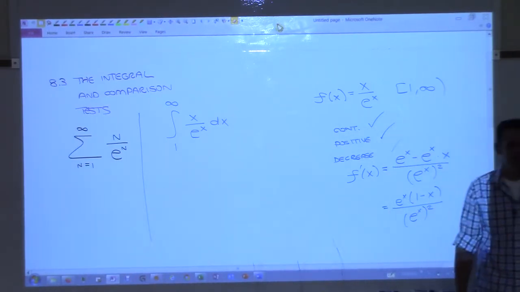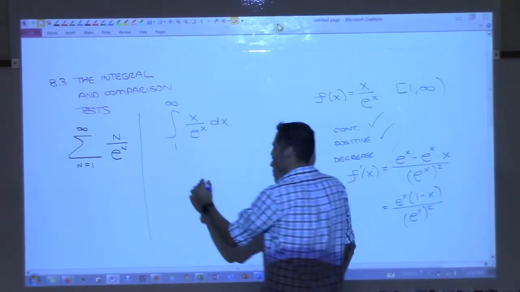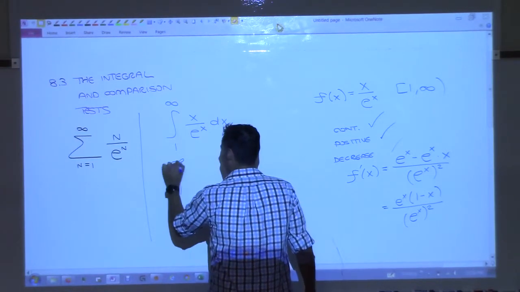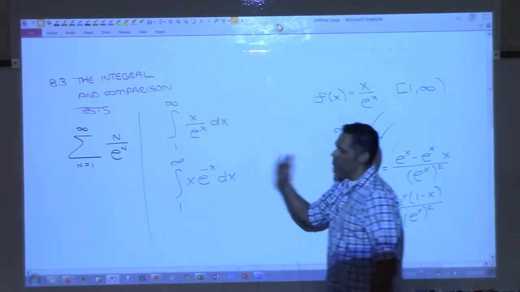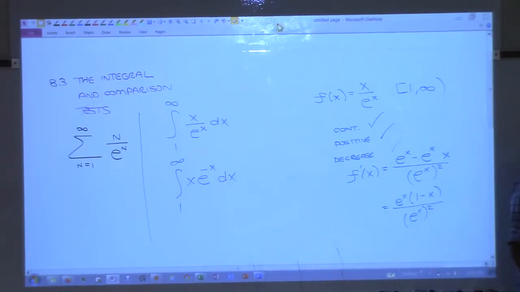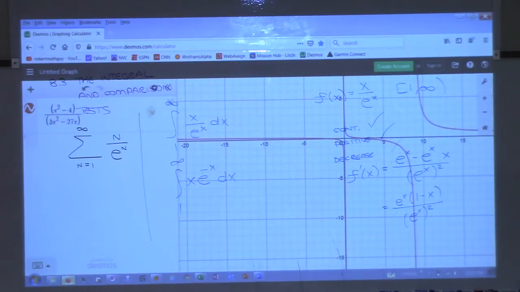Integration by parts. This is integration by parts. I would rewrite it like that and then do integration by parts. Ultraviolet minus voodoo, all that fun stuff. Okay, in an effort to save us time, and the fact that I feel like you could all do that.